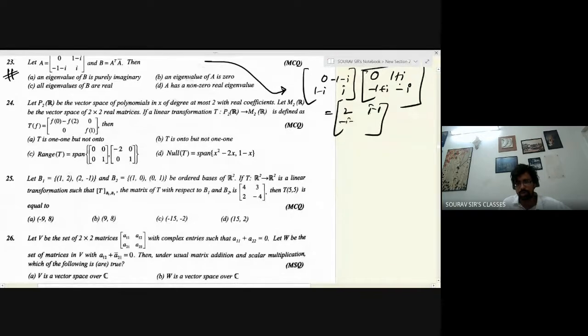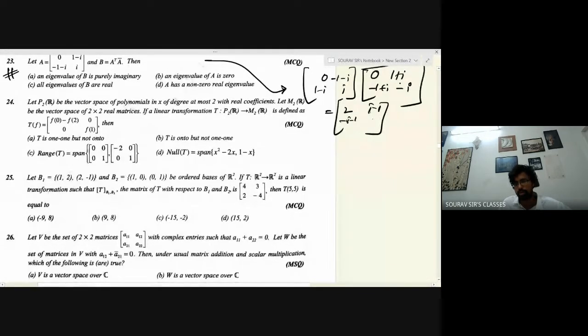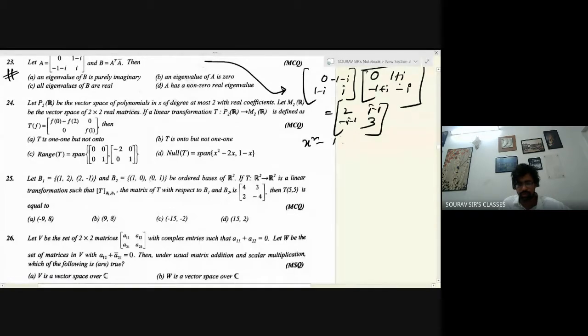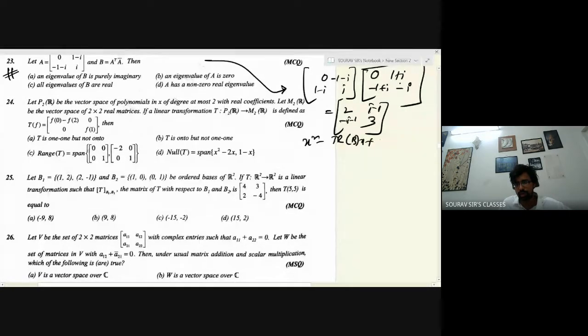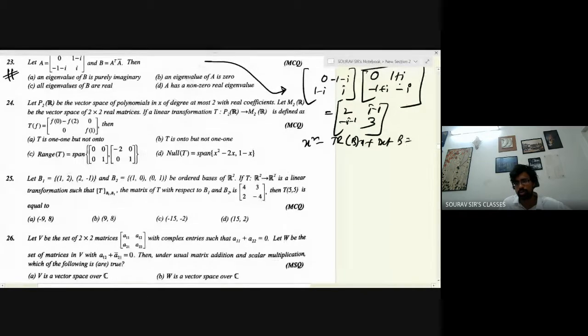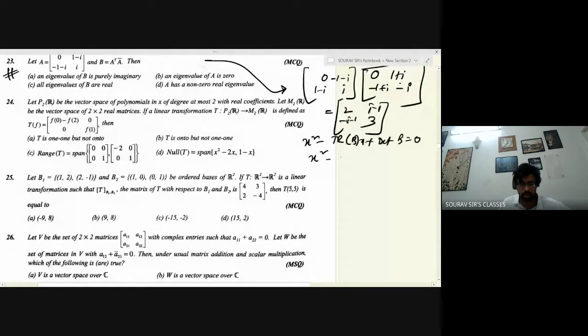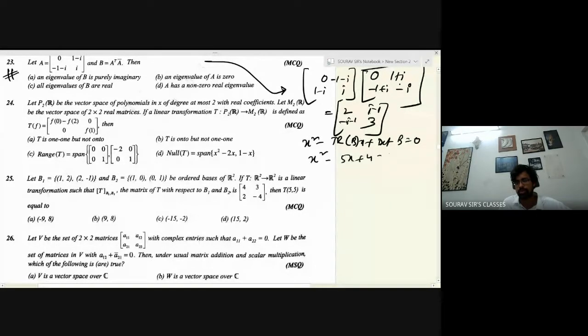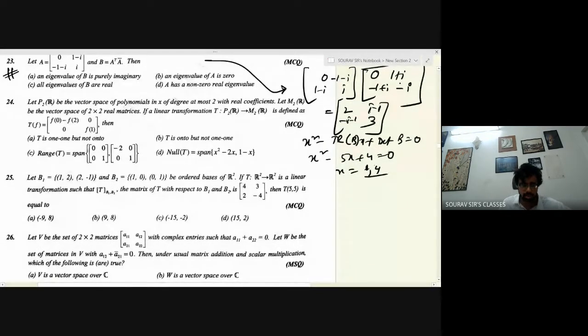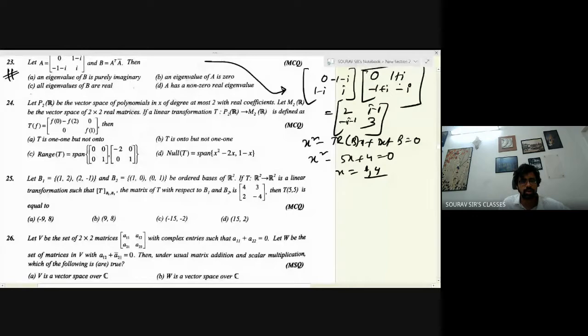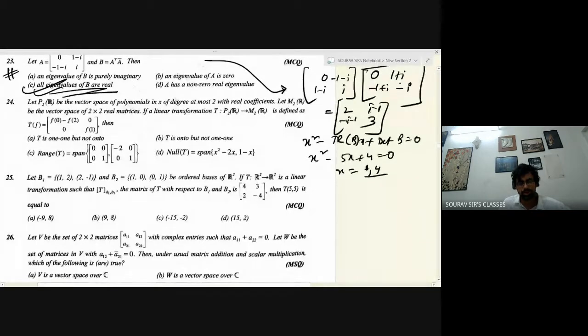Minus 1 and 3. So the characteristic equation is given by x square minus trace of B into x plus determinant of B, that is equal to 0. This we know, I hope. So x square minus 5x plus 4, so x equal to minus 1 and 4. So all the eigenvalues are purely real. So option number C is correct.